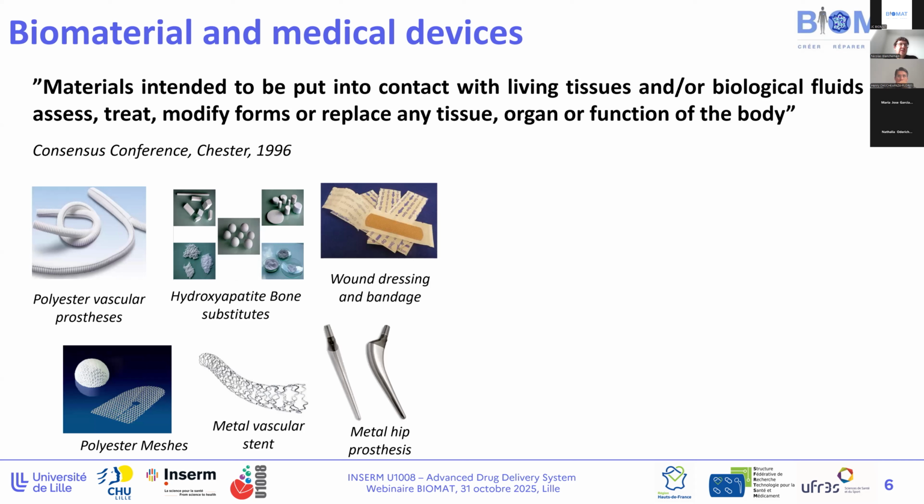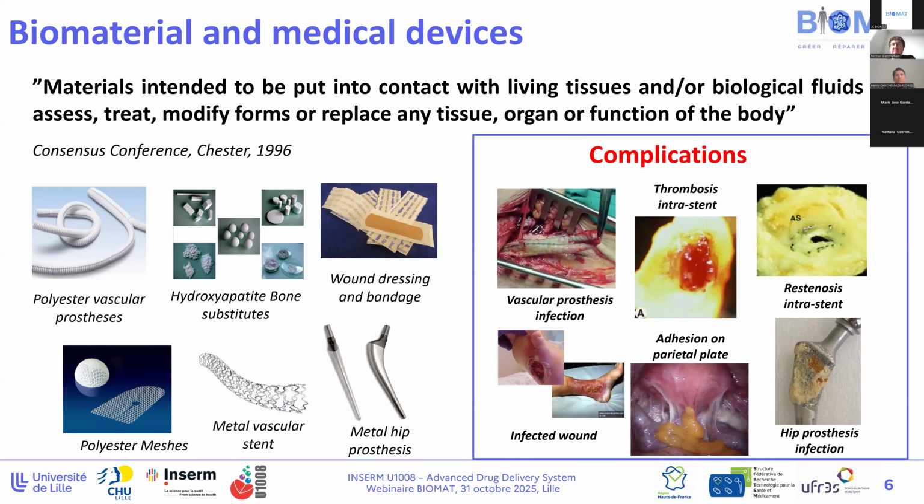So in our lab, we modify some medical devices, for example, polyester vascular prostheses, hydroxyapatite bone substitutes, wound dressings, polyester meshes, metal stents, and hip prostheses. Because in some cases, after implantation, there are complications. In many cases, you have infection, in the case of vascular prostheses, wound dressings, or hip prostheses. In the case of stents, you have 2 complications, thrombosis and restenosis. And in the case of meshes, you have adhesion of the plate and it causes some pain to the patient. So for each medical device, we develop a drug delivery system.